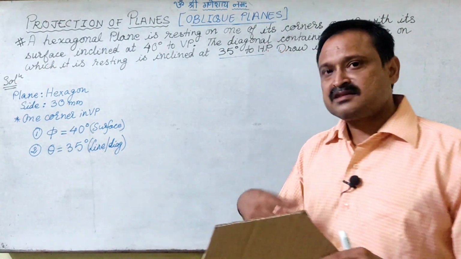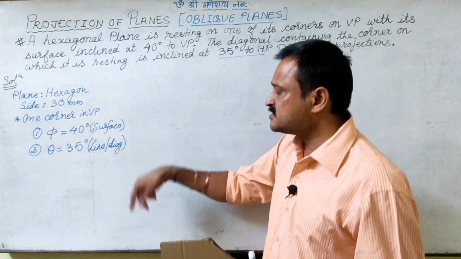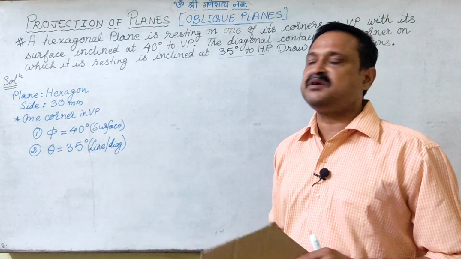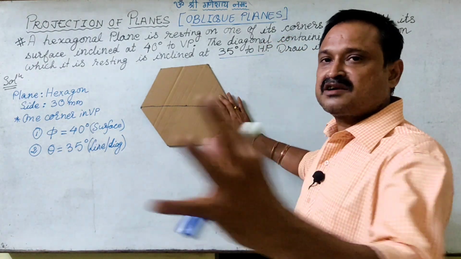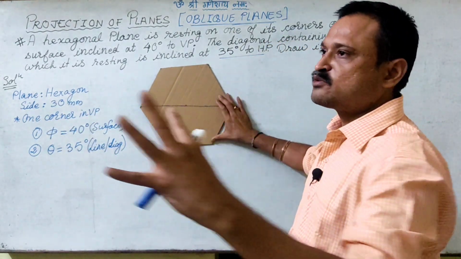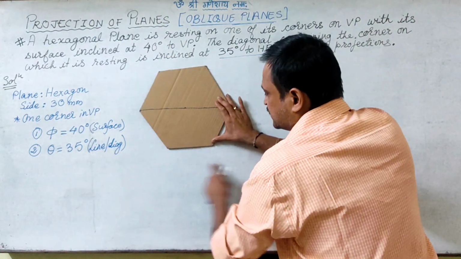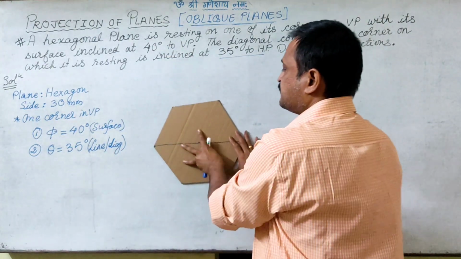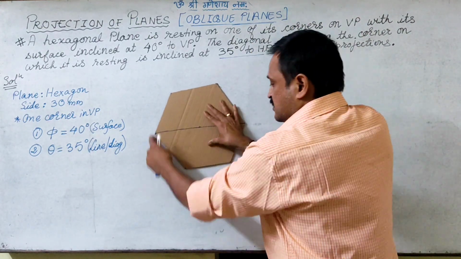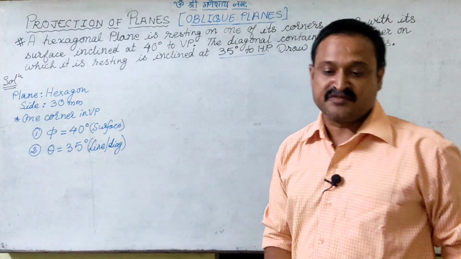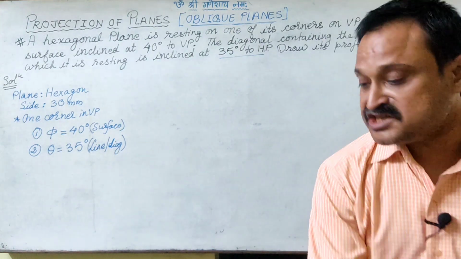Or the other way around, if you think, first it is said that one corner is in VP, so I put all the corners in VP. So the moment I put all the corners in VP, I will get the true shape in the front view and the trace on the reference line. So when the plate is on VP, when I look at it from the top, I will get this trace on the XY line or the reference line. So this will be the initial step.